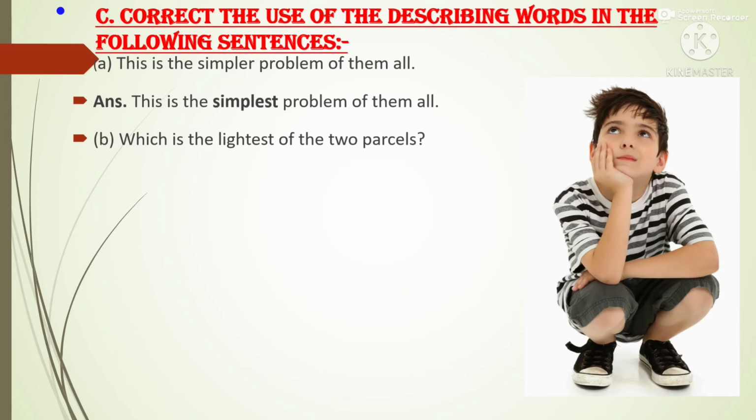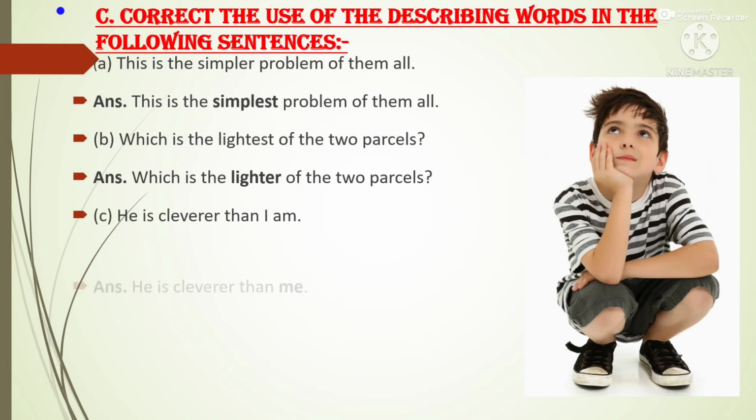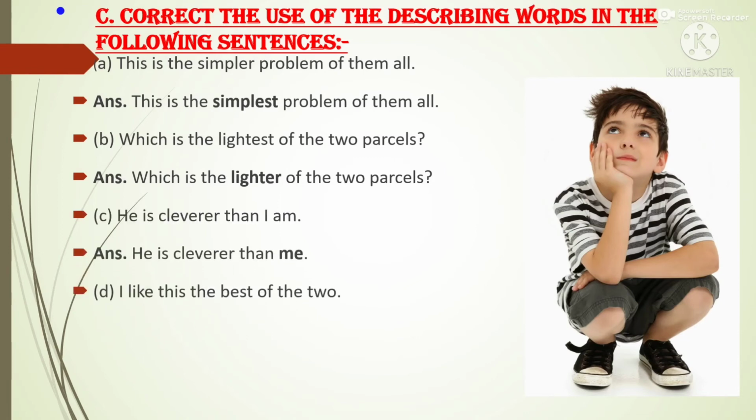Which is the lightest of the two parcels? Here the comparison is between two parcels, so it will be comparative degree. So the latter will be the correct answer. Comparative degree will be here. Which is the lighter of the two parcels? He is cleverer than I am. He is cleverer than me. Okay, the correct answer will be he is cleverer than me.